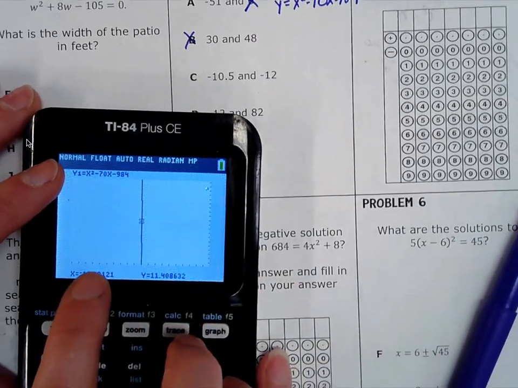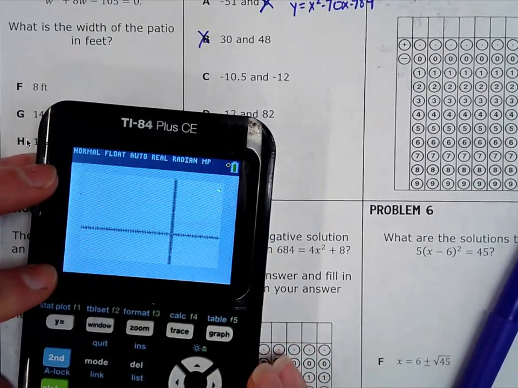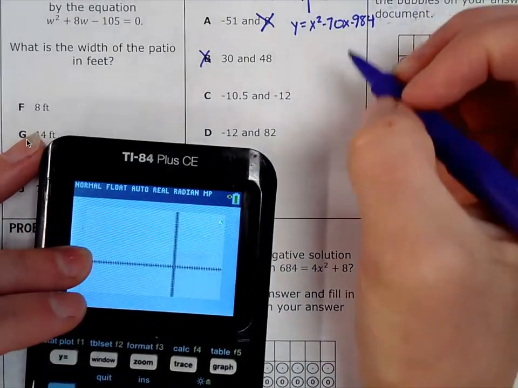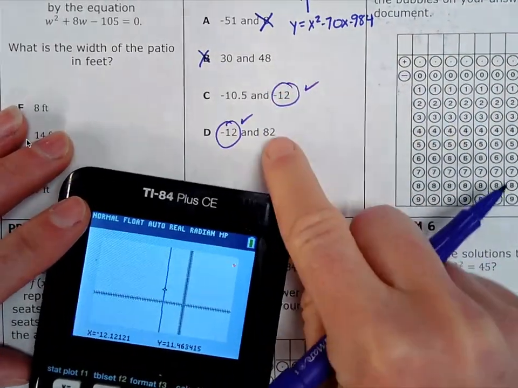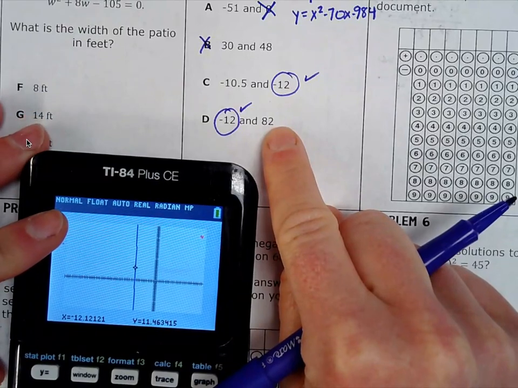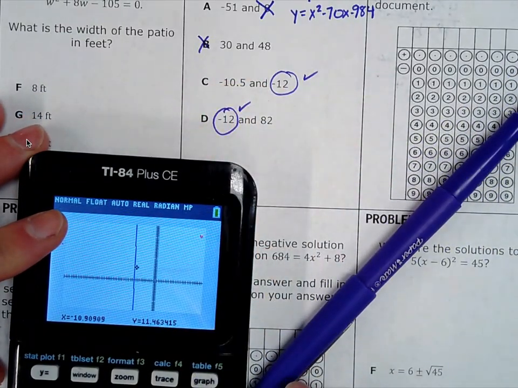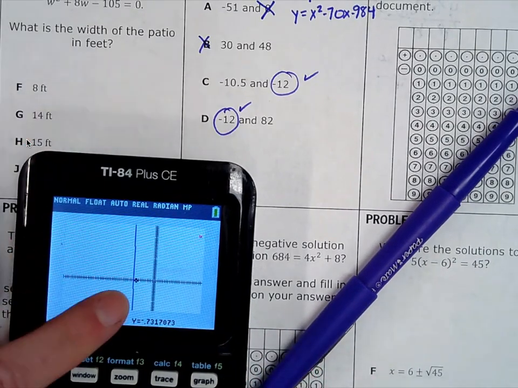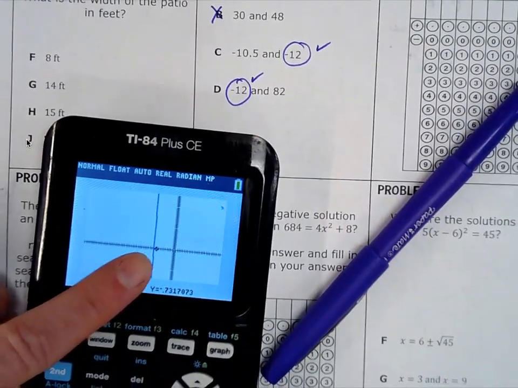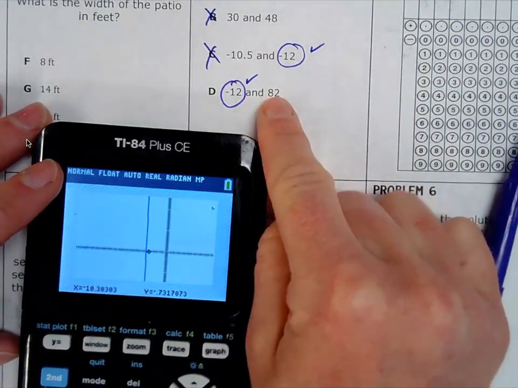But what is it close to? Negative 12. So possibly this one or possibly this one. So I need to find out, is it 82 or is it negative 10.5? Well, negative 10.5 would be here, right? It doesn't cross right there and negative 12. So it'd have to be 82.